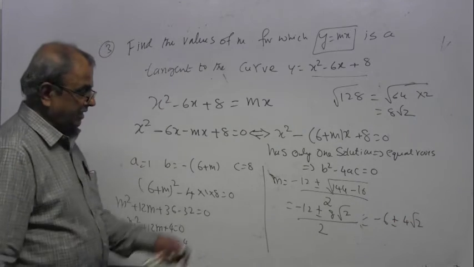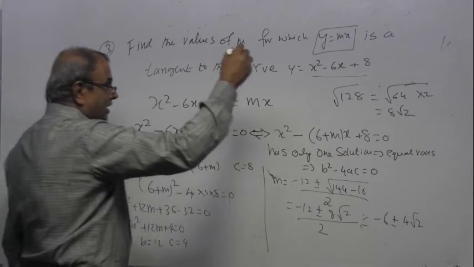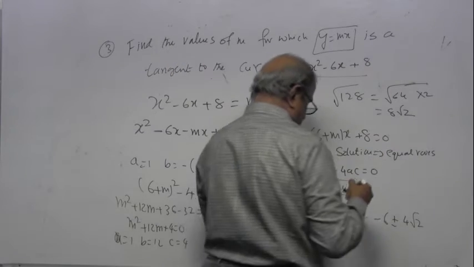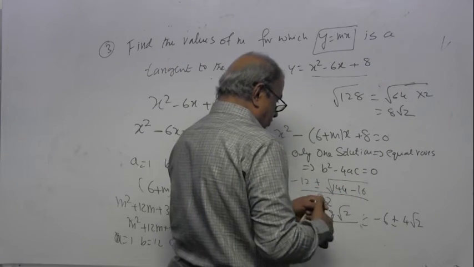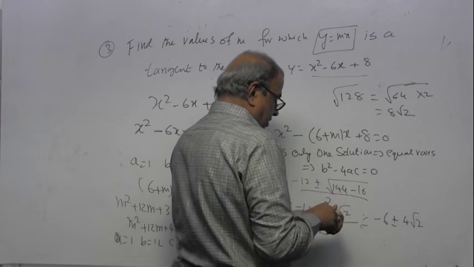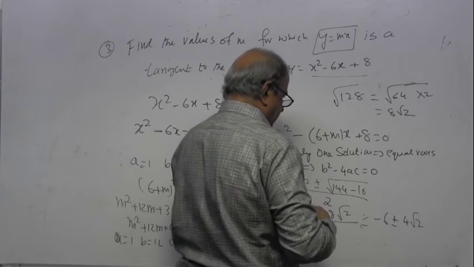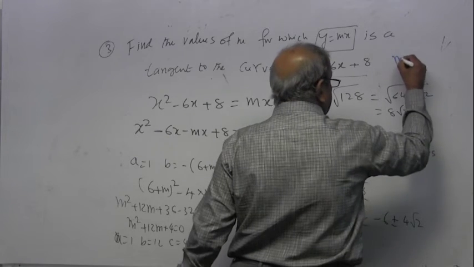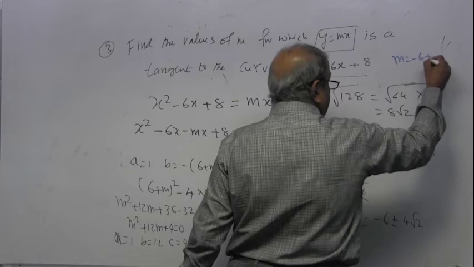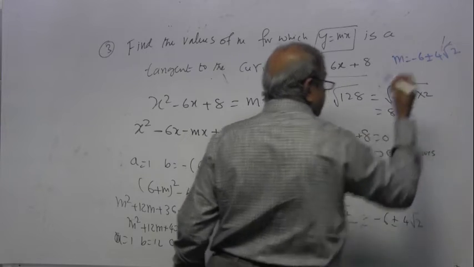Right? That's the answer. Let me write the answer here for my reference, because I have to rub it off as I have little space on the board. But for us to remember, I'll write that answer here. m equal to minus 6 plus or minus 4 root 2.